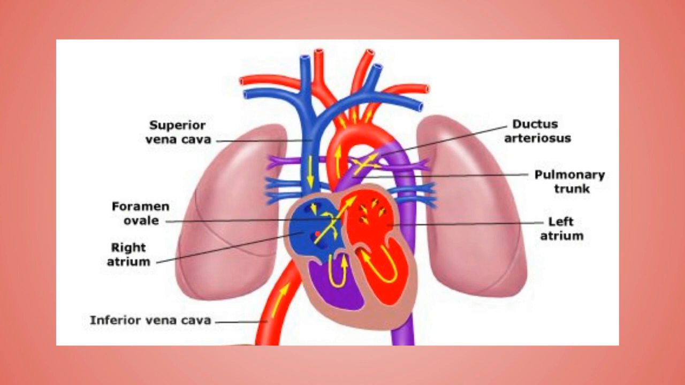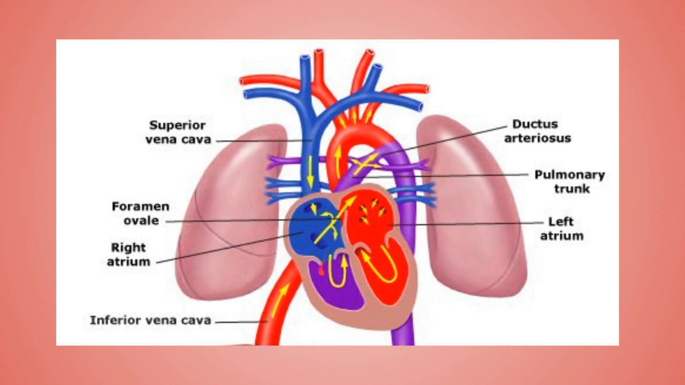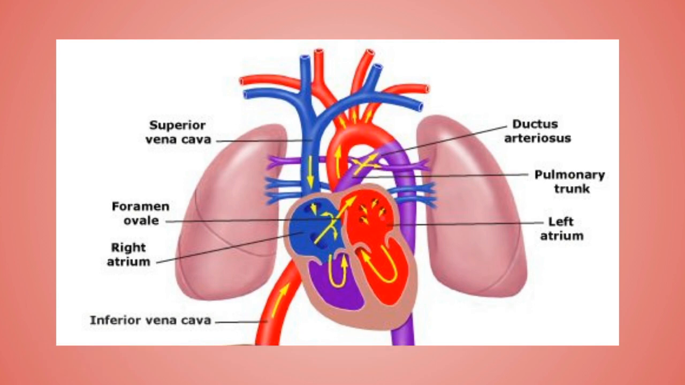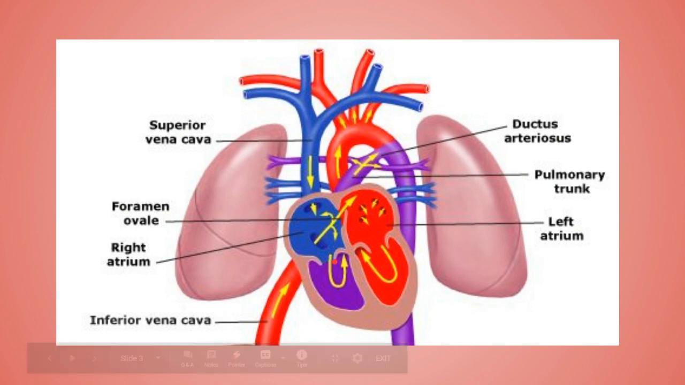And over here a small amount of blood enters into the right ventricle by way of this atrioventricular valve. So the majority of the blood enters into the left atrium by way of the foramen ovale from the right atrium, and a small amount of blood enters into the right ventricle from the right atrium by way of this atrioventricular valve. Simple. Okay. Now what next happens?